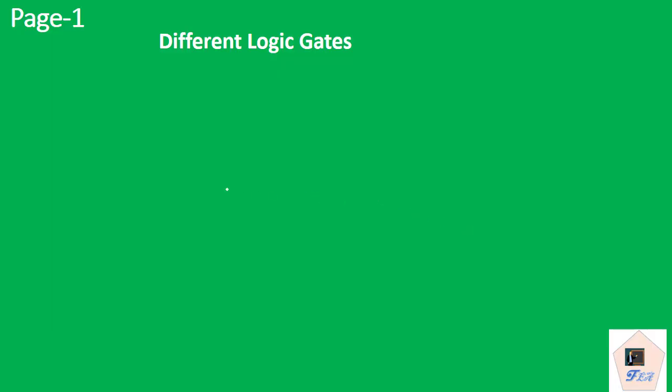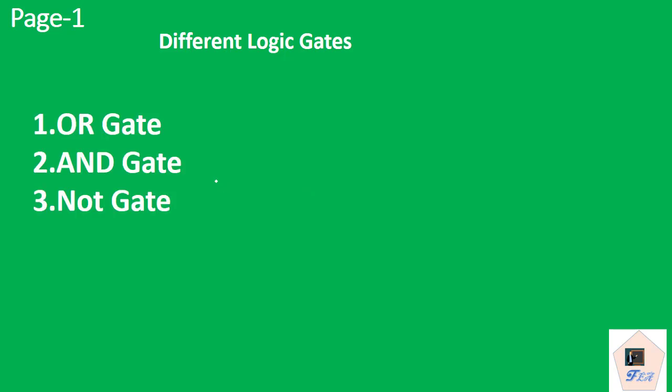Now there are different types of logic gates: OR gate, AND gate, and NOT gate. This we have discussed in the previous lecture as well. So these are commonly known as the basic gates. So this kind of logic gates, OR gate, AND gate, NOT gate, this we call as the basic logic gates.